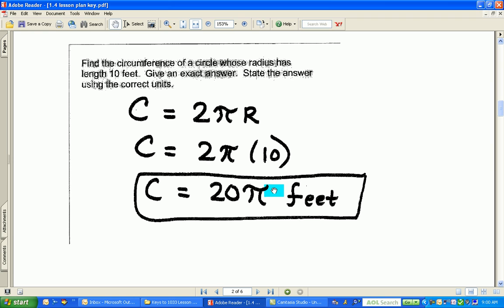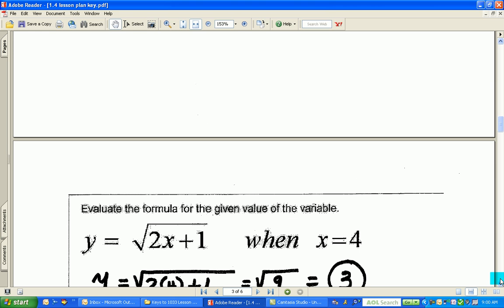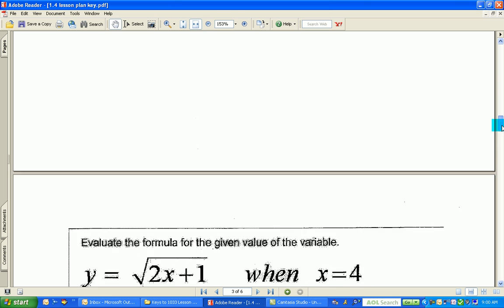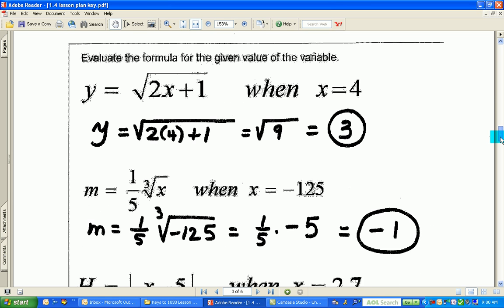20 times pi is 20 pi, and the answer here is measured in feet, because when you're walking around a circle and the units here are feet, you're just answering in feet. Again, 20 pi is the correct answer. You should not use a calculator because the directions said to give an exact answer.